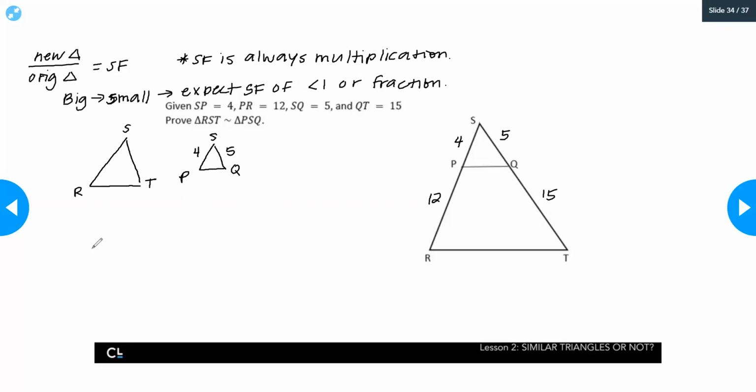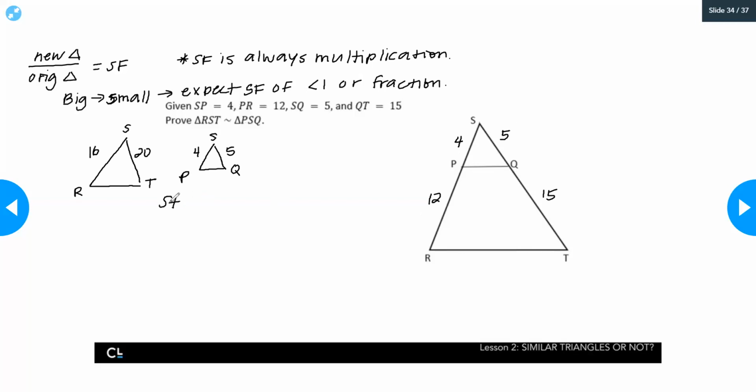Now let's take a closer look at these side lengths for RS. Note that RS goes from here all the way to here. So that means I have 12 and 4 together, making a full length of 16. And T to S goes from 15 and 5, giving me a full length of 20. Okay, so making sure that we don't get tricked there because they gave us pieces of our lengths. All right, let's get into our proof.